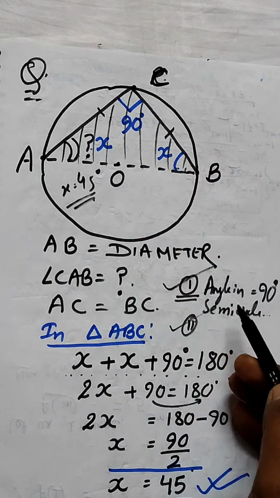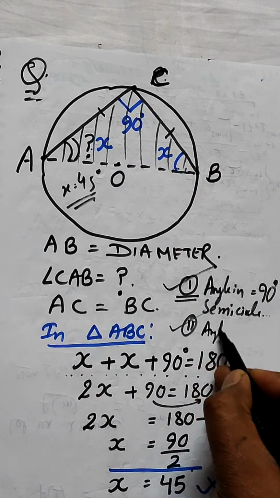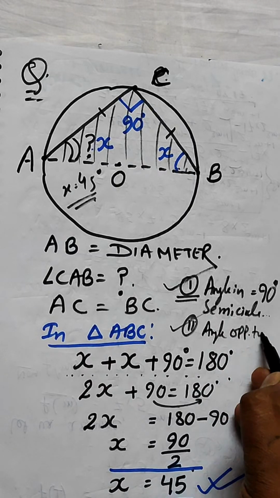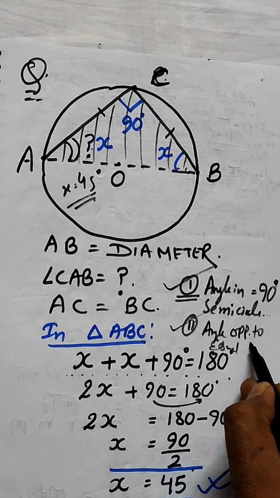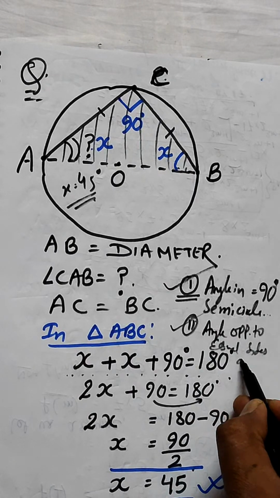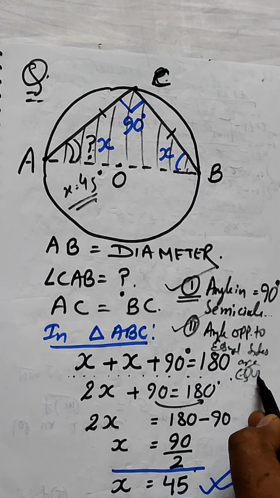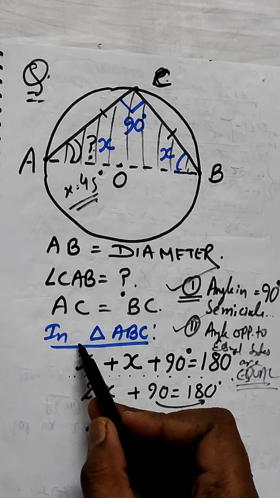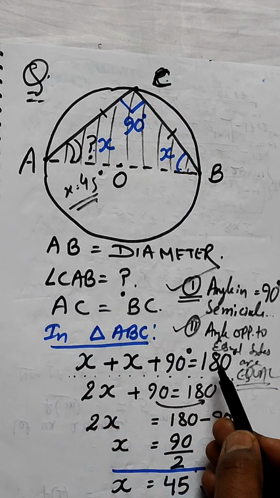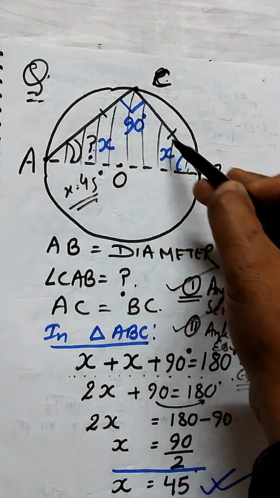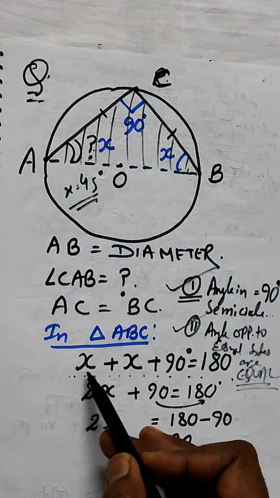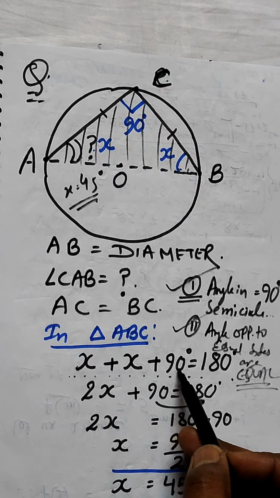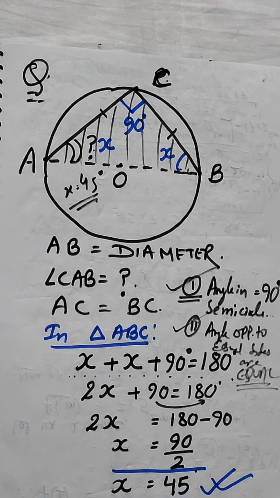And the second concept we applied is that the angles opposite to equal sides of a triangle are always equal. So that's why, and the sum of all the angles of a triangle is 180 degrees. So the angles opposite to the equal sides are x and x. We put this value over here plus the third angle, and all this sum will be equal to 180 degrees. So this I have just explained, right?